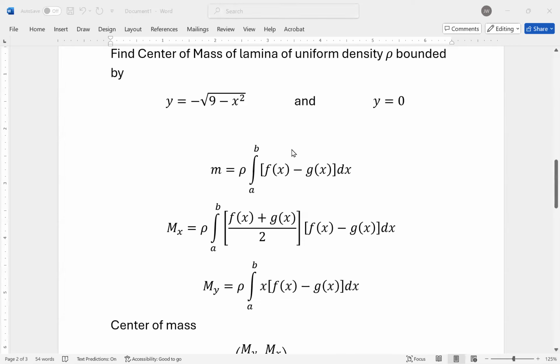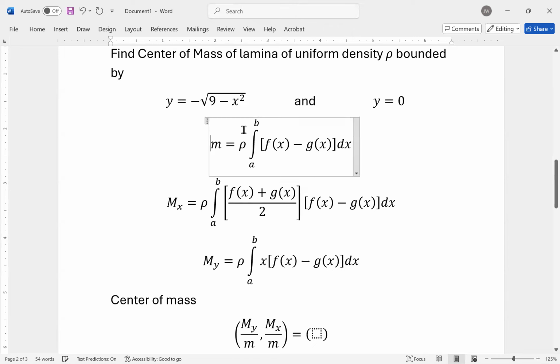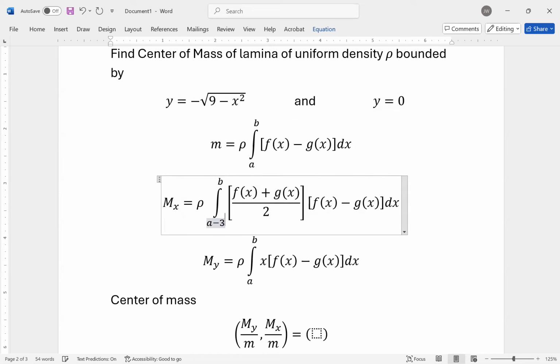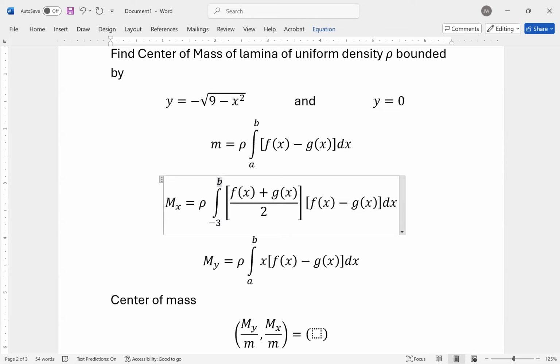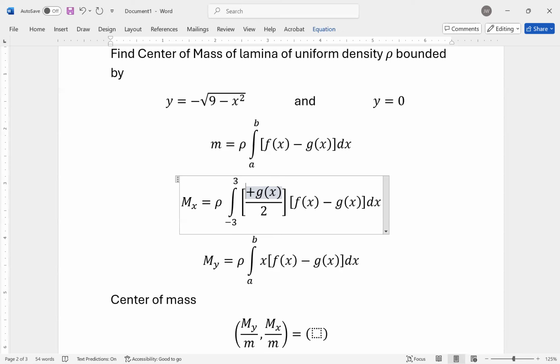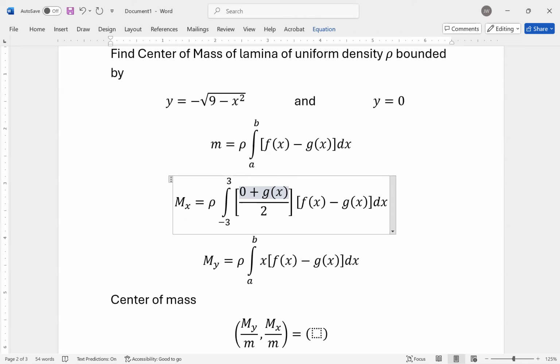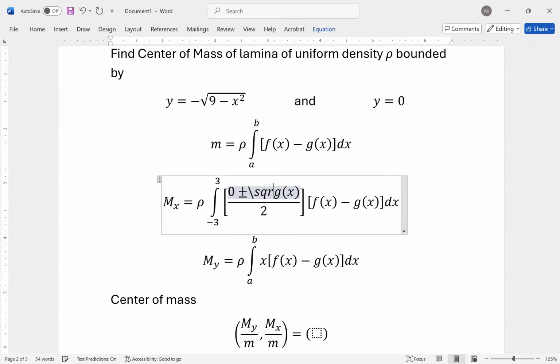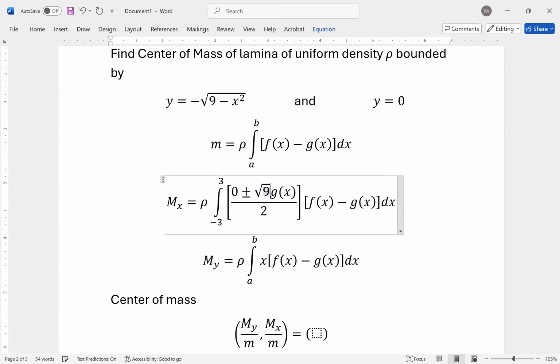So pretty straightforward of how I'm going to type this in. The y equals 0 is the one on top. The x values, I forgot to say, go from -3 to 3 because those are the bounds on my circle. So x values are going to go from -3 to 3. And then my f, since I'm looking for the one on top, is going to be the 0. And my g, that's going to be the one on bottom, is going to be the negative square root of 9 minus x squared.